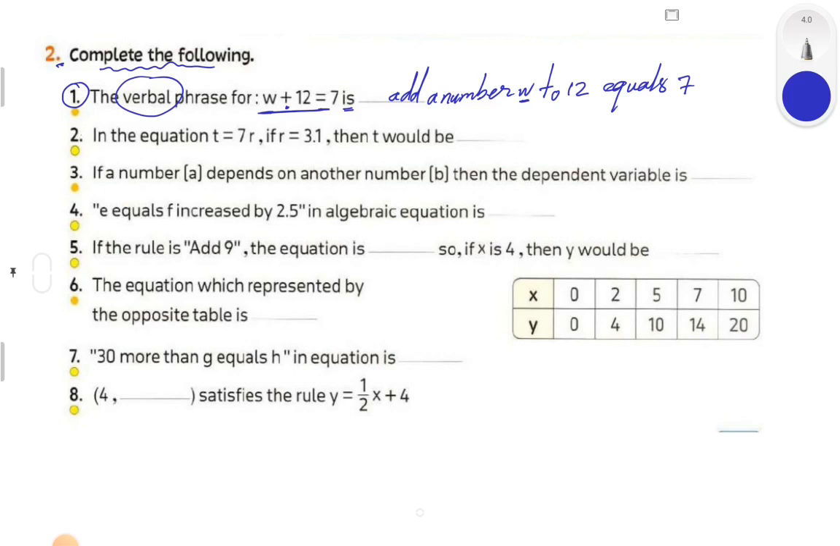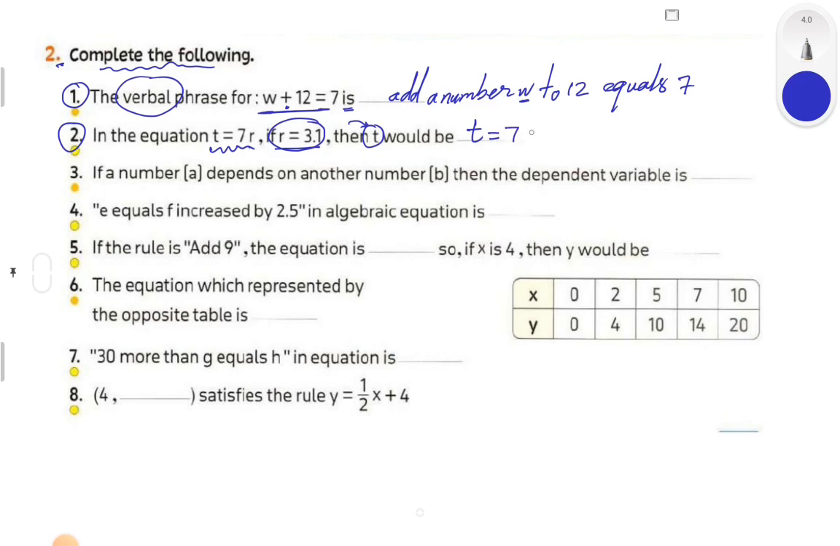Okay, point 2. In the equation t equals 7r, if r equals 3.1, then t would be what? He asked us about the value of t. I have the equation here and I have to substitute r equal 3.1. I need to find the value of t. t equals 7r.